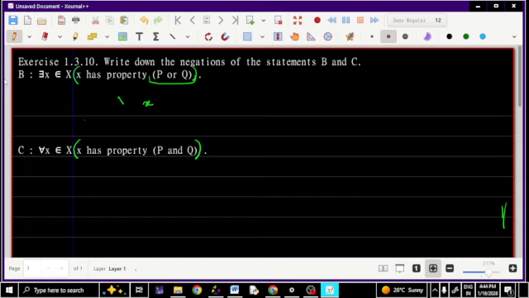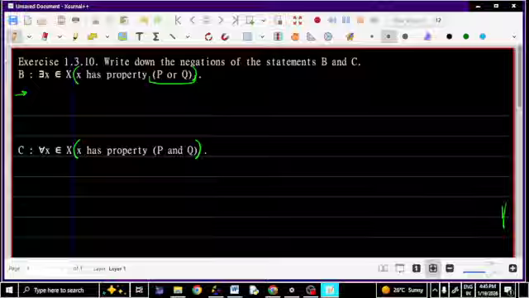Hello everyone. In this video, I shall solve exercise 1.3.10 and 1.3.11. Write the negation of the statements B and C, where B and C are as given below. Statement B says, there exists x in X such that x does not have property P or Q. Now, P or Q, you can think of that as one property itself for now.